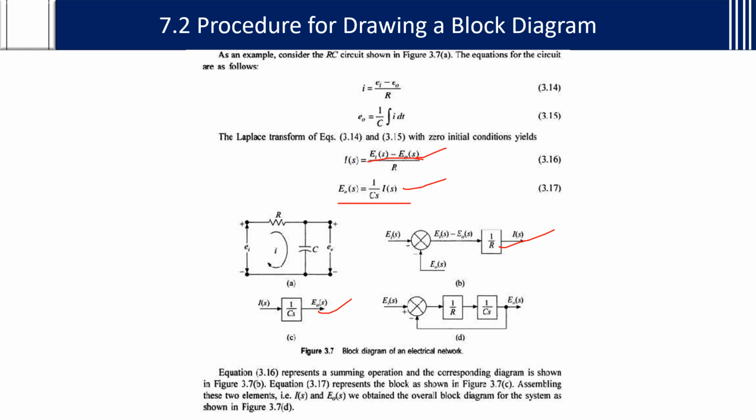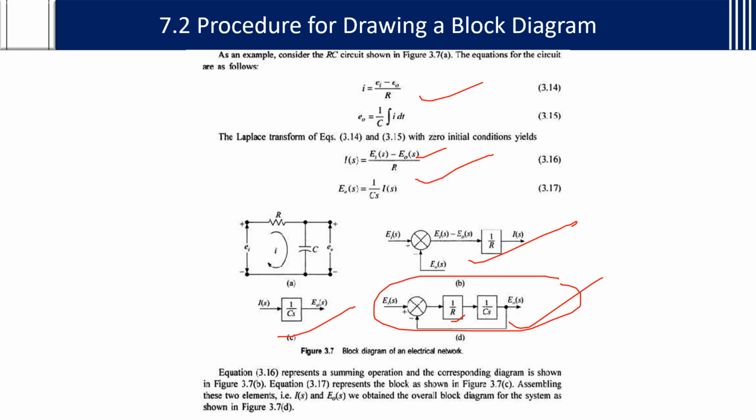Then you need to combine these two diagrams so that it will be a whole diagram. E naught of s is the output, E1 of s is the input. So from output to input, the feedback needs to be mentioned. 1 by R and 1 by Cs also need to be mentioned in between. This is the procedure we saw in the previous slide. First we write the differential equation and the Laplace transform. For each separate component we draw the diagram, and connect both diagrams to become the whole overall block diagram of the circuit. Understanding?